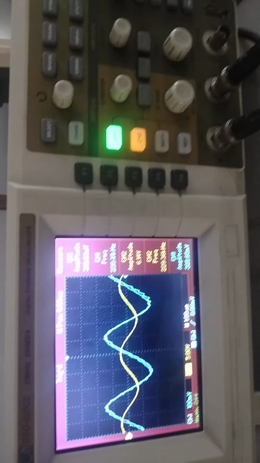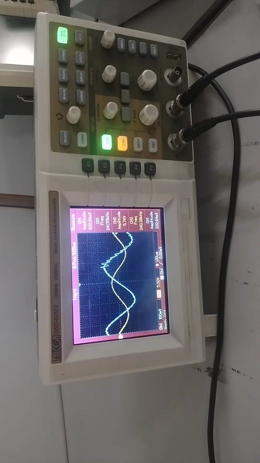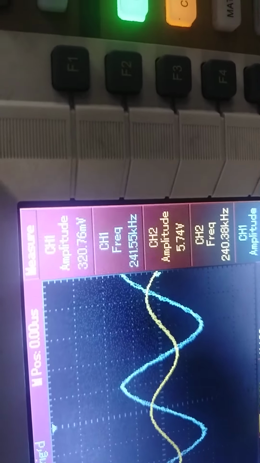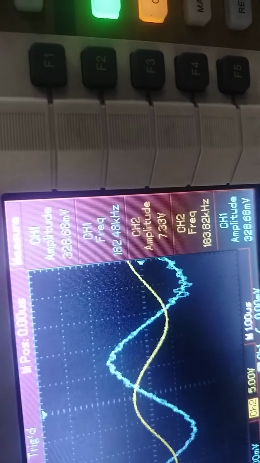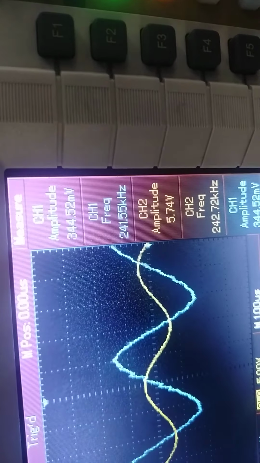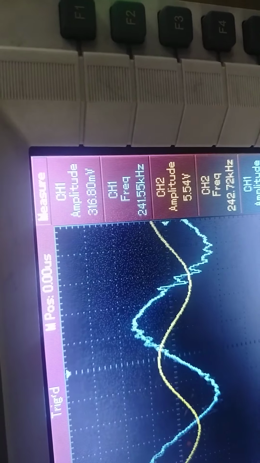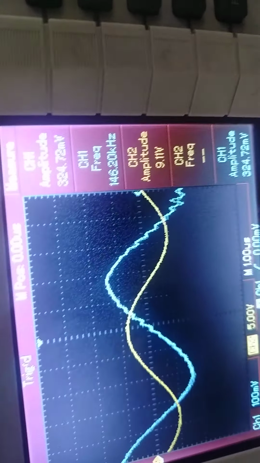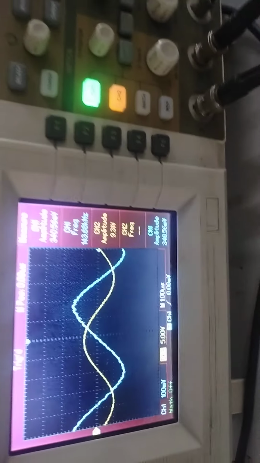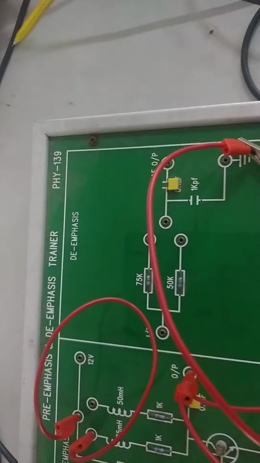So what is pre-emphasis? What we observed here is that for every input signal frequency, the amplitude of the channel 2 voltage is changing. For example, this is 227, the output voltage is 182, 7.72, 223. Like that, for every input signal frequency, the amplitude of the output voltage is changing. So this is the output waveform you observe in the pre-emphasis circuit. Right? Now move to the next circuit, that is the de-emphasis circuit.